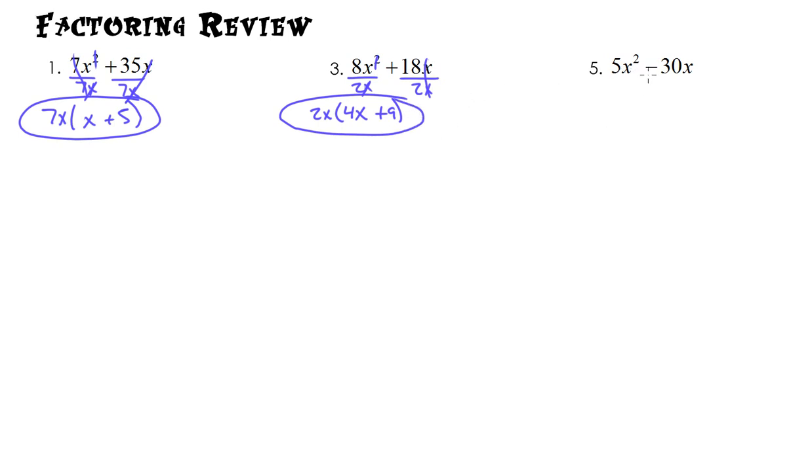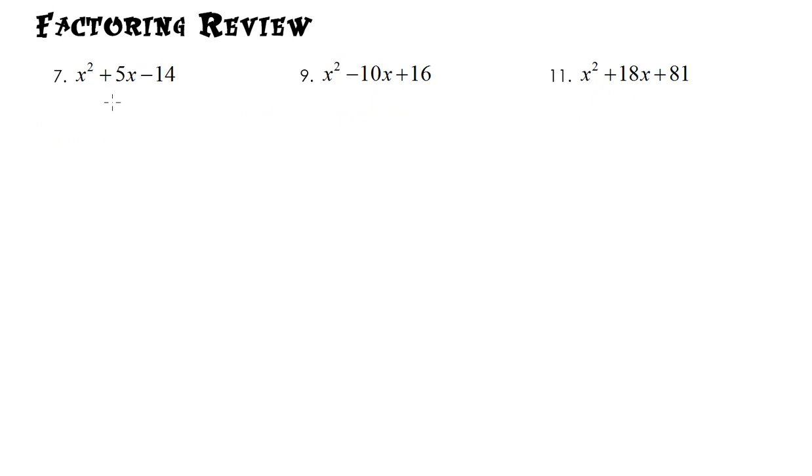And then we've got 5x squared minus 30x. We can get a 5 and an x out of both of these, right? 5x, divide those out, we're just left with an x. Those x's cancel. Negative 30 over 5 is minus 6. Okay? Continuing on, taking a look at number 7 here.